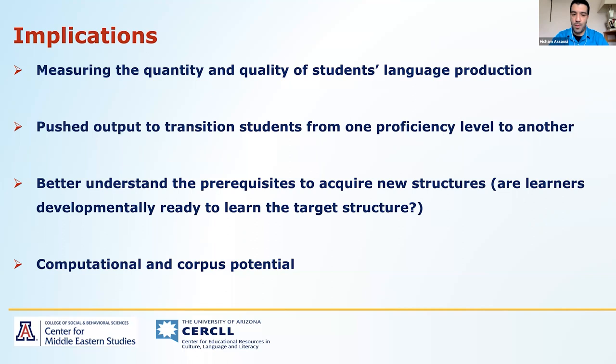That means they were successful at the production of that particular feature. It's also interesting from a corpus potential because gathering several samples of this sort gives us a bigger picture of the different stages that students go through to transition between major levels of proficiency and also sub-levels of proficiency. We all know how hard it is to transition from intermediate high to advanced low and become stable at that level. So this gives us a good picture of what happens during these subdivisions and transitional stages.